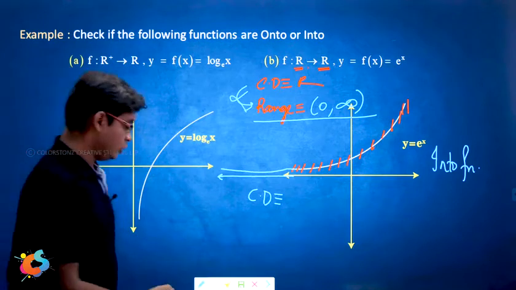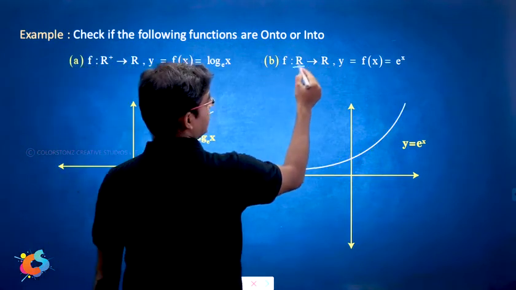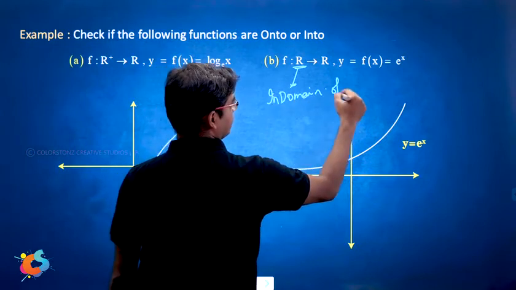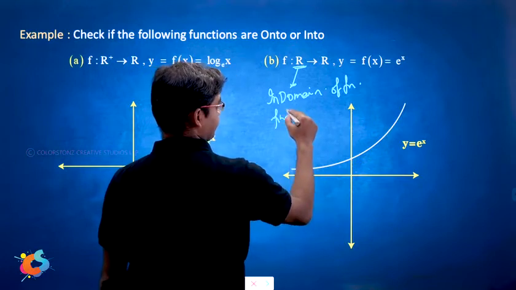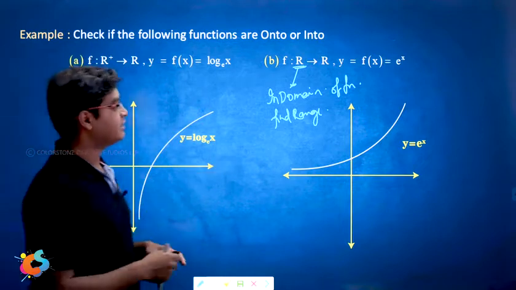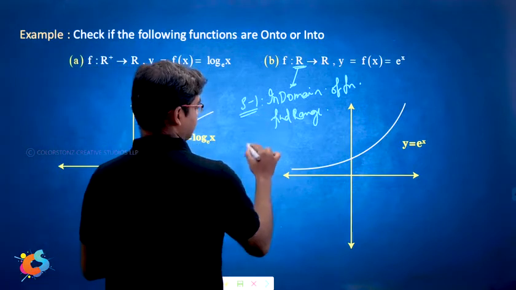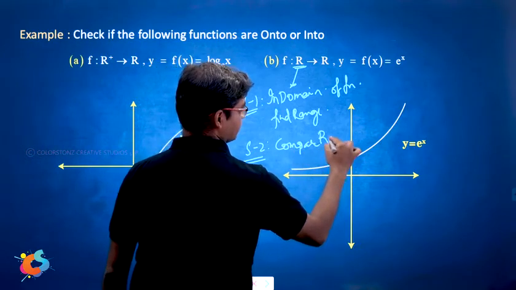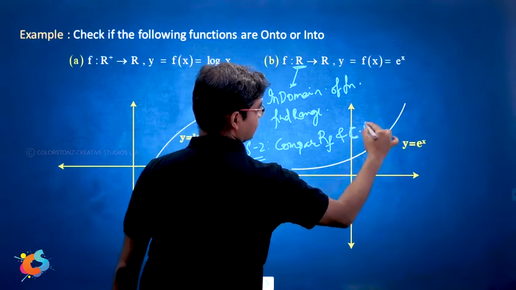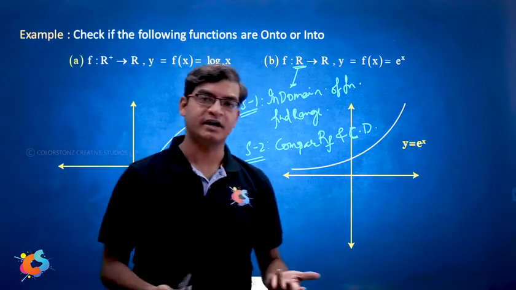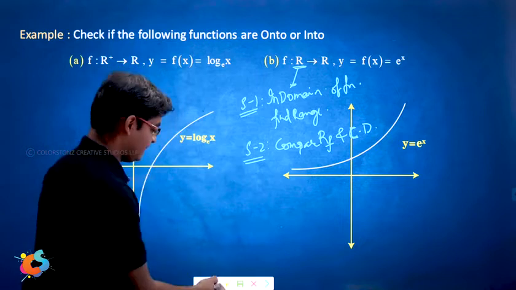Okay, fine. So what are we doing here? In the domain of the function, find the range of the function. This will be our step one. Step two is compare the range of the function and the codomain of the function. Okay, so that's all. If you do this, then you'll get the answer. Very simple. Now, let us take some CET questions.